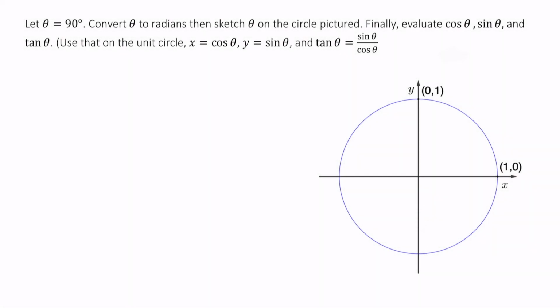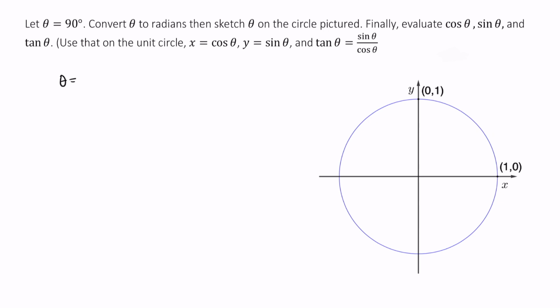Welcome. In this video, we're going to do a few things. We're going to convert from degrees to radians just to get some practice. And we're going to sketch that angle on the circle pictured again just to get some practice. The next thing we're going to do is evaluate cosine, sine, and tangent at those values.